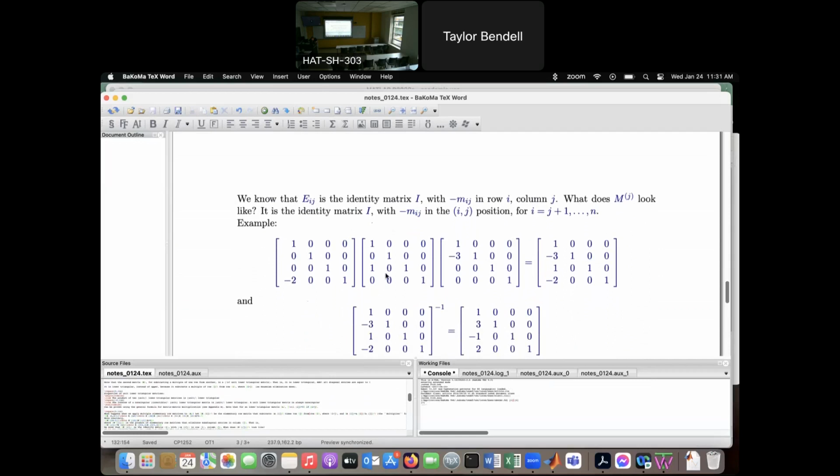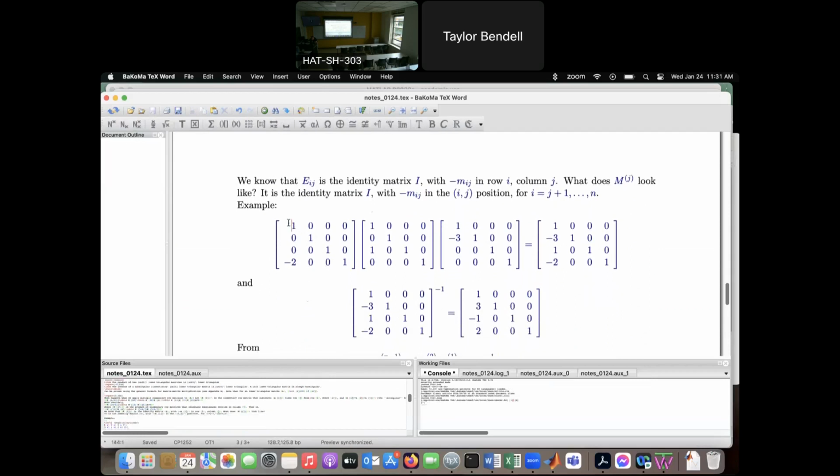So here's an example. This matrix is meant to eliminate the 2-1 entry using a multiplier of -3. This matrix is meant to eliminate the entry in row 3, column 1 using a multiplier of 1. This matrix is meant to eliminate the entry in row 4, column 1, multiplier -2. So the multipliers are -3, 1, -2. And they're written in this order because this operation is carried out first. We're multiplying this with A, and then the result of that we multiply with this, and then by this.